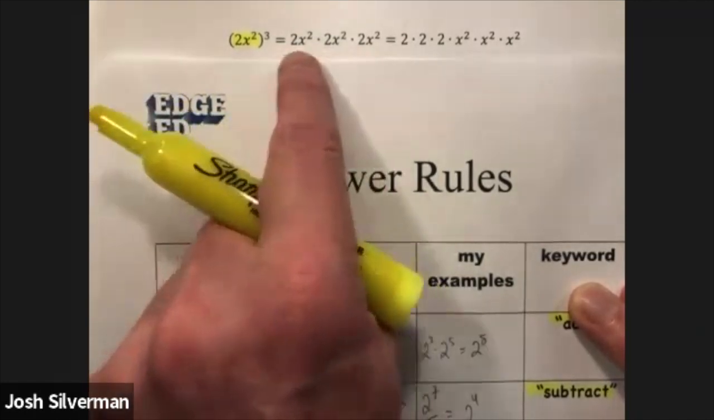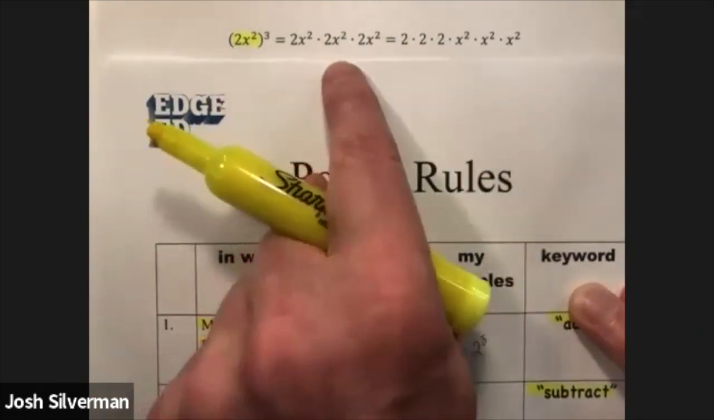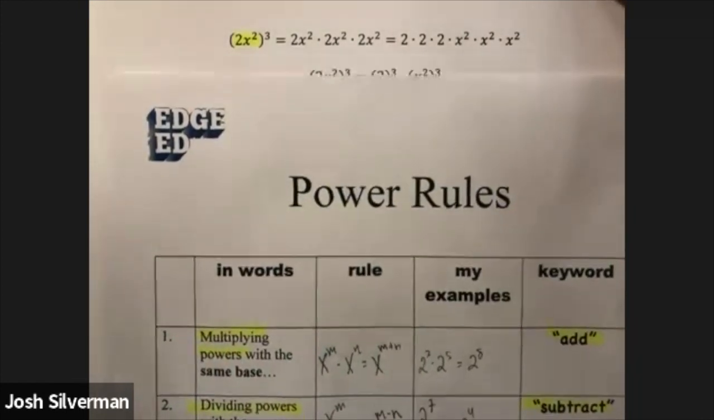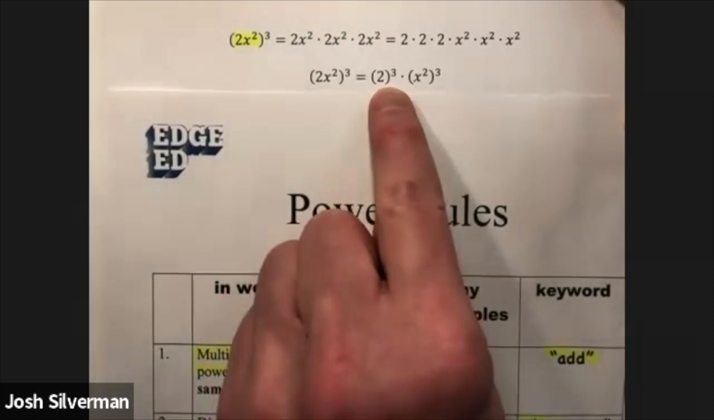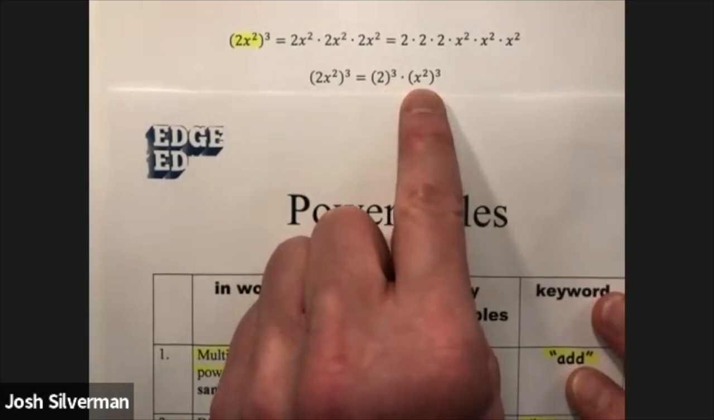So let's just group all of those 2's together. 2 times 2 times 2. Let's put all of those x squareds together. x^2 times x^2 times x^2. So 2 times 2 times 2, that's 2 to the 3rd. x^2 times x^2 times x^2, that is (x^2)^3.